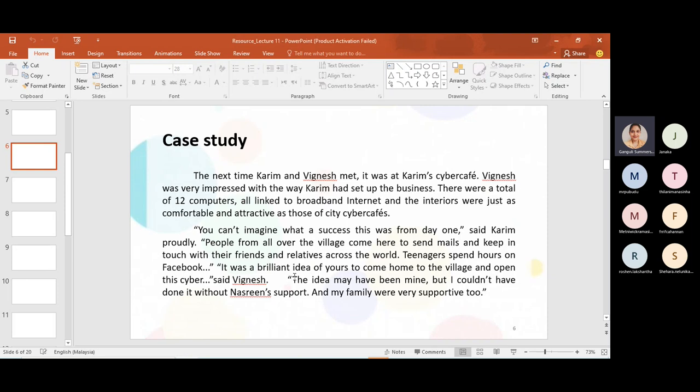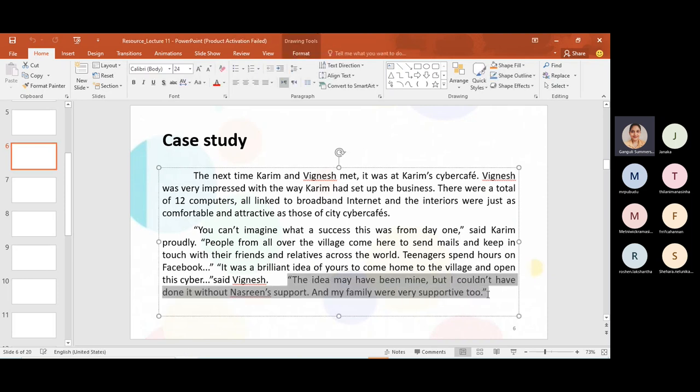Once Vignesh said this, Karim responded saying: the idea may have been mine, but I couldn't have done it without Nasreen's support, and my family were very supportive too. Vignesh was appreciating Karim's thought of opening up the cyber cafe. To this, Karim responded by saying, the idea may have been mine. Karim says that the idea of opening a cyber cafe was his. The idea was his, but he got a lot of support from his wife.